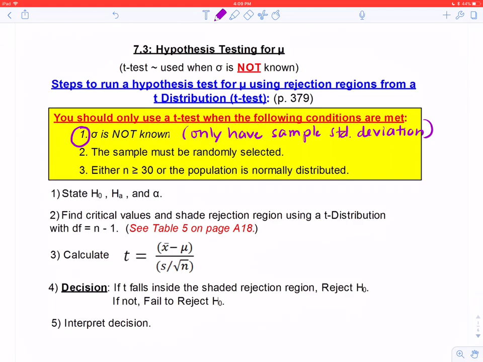standard normal z. Okay, but what I want you to realize is that beyond that one step of finding the rejection region and the critical values, everything else will be done exactly the same for these tests in 7.3 as it was in section 7.2. Okay, all the other 4 steps are going to be done the exact same way.